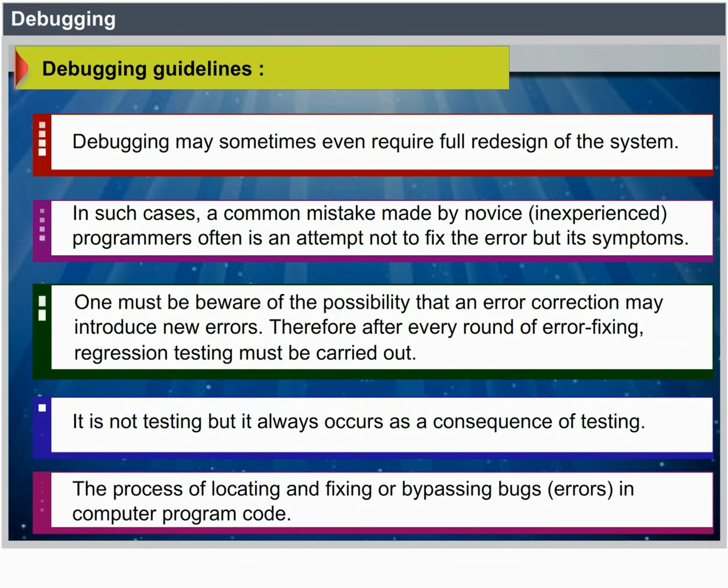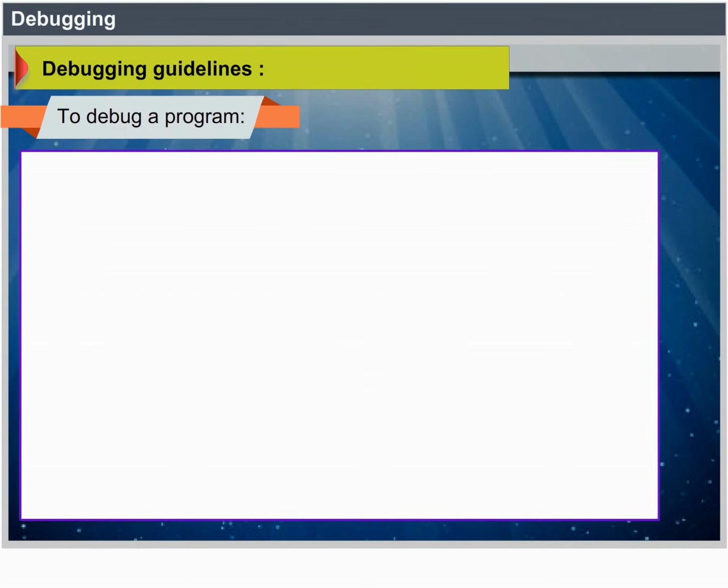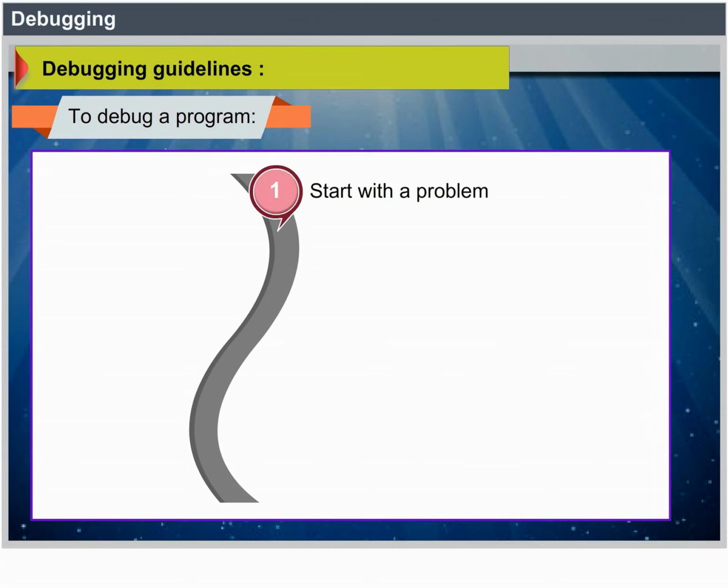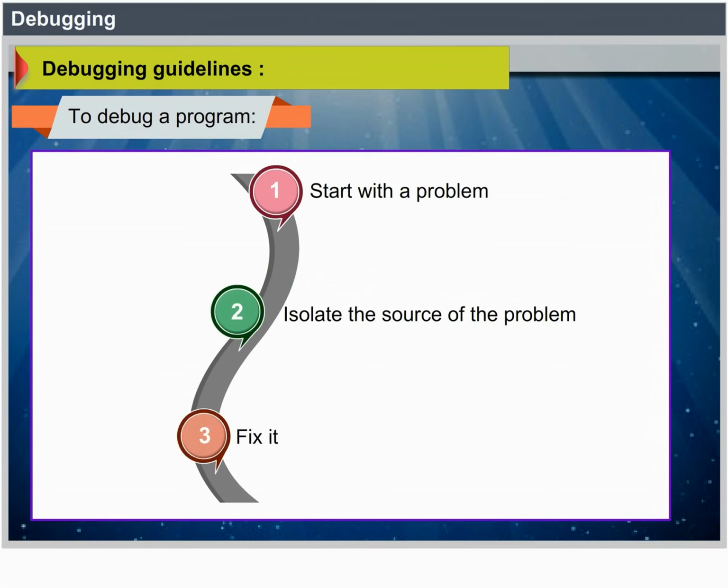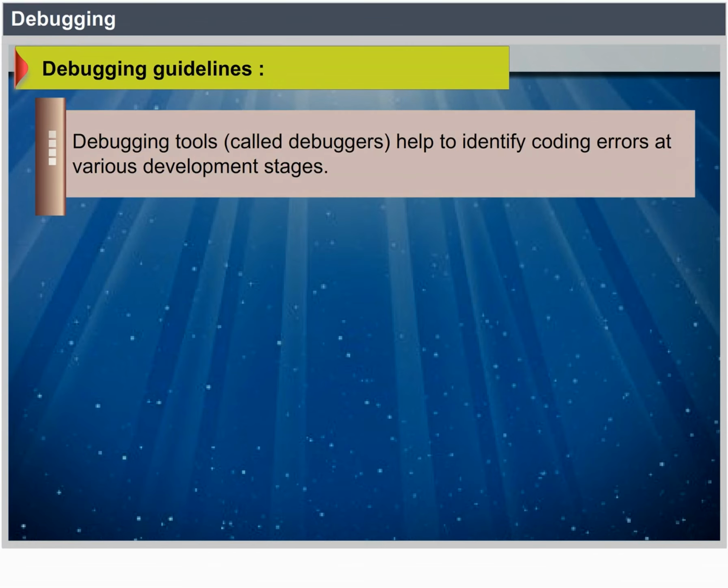Debugging is the process of locating and fixing or bypassing bugs or errors in a computer program code. To debug a program, start with the problem, isolate the source of the problem, fix it. Debugging tools, also called debuggers, help to identify coding errors at various development stages.